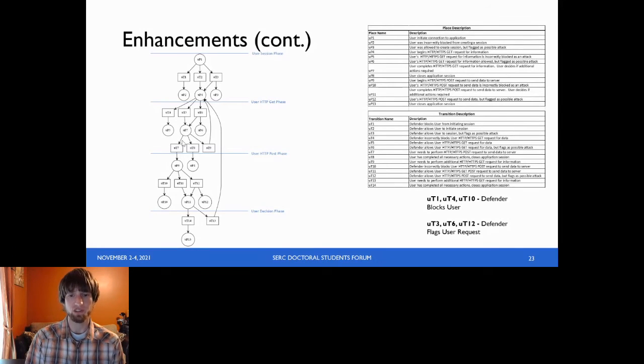And the last is the decision phase, where the user decides whether to close the application or perform another action. At any of these stages, the defender can choose to block the action, or they can choose to flag the user request, or allow the request.